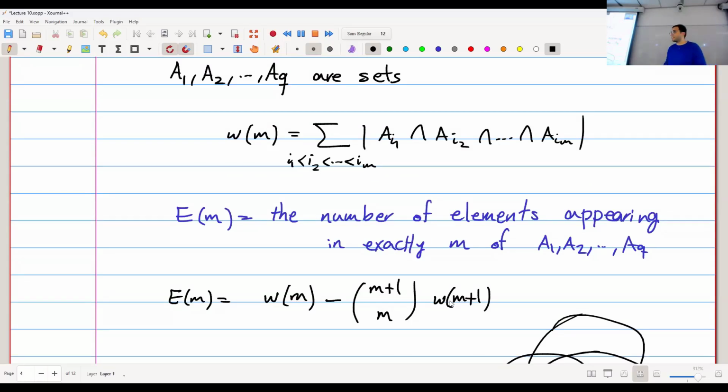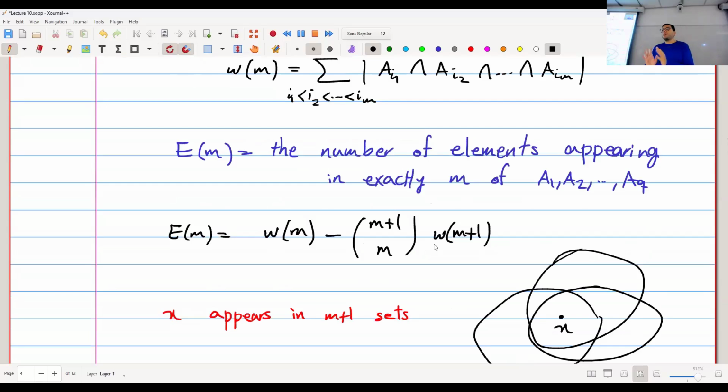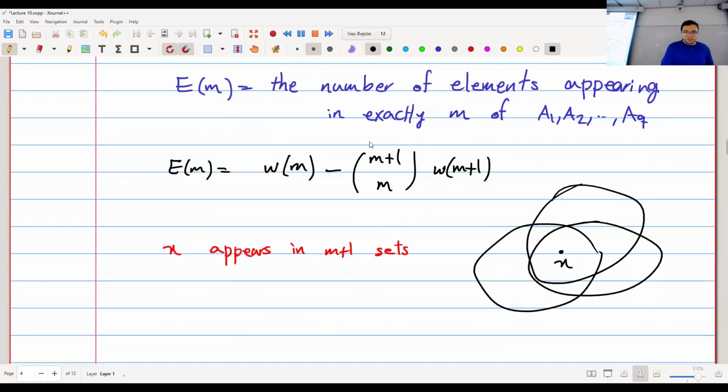Okay. Is everyone fine until this point? Right now, on my left side, again, EM counts only the elements that appear in exactly M of my sets. On the right-hand side, so far, I've made sure that I don't count any element that appears in fewer than M sets. I've made sure that if I have an element that appears in exactly M sets, I count it once here. And I've made sure that if I have an element that appears in exactly M+1 sets, I haven't counted it, because I add it here M+1 choose M times, and then I subtract it M+1 choose M times. Okay. You see where this is going.